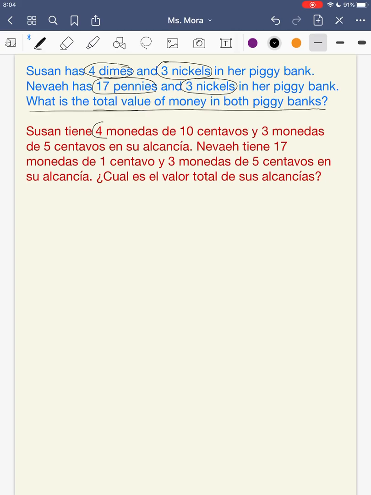Okay, so Susan tiene 4 monedas de 10 centavos, 3 monedas de 5 centavos. Y Neve tiene 17 monedas de 1 centavo y 3 monedas de 5 centavos. ¿Y cuál es el valor total de sus alcancías? Entonces yo sé que voy a sumar porque quiero encontrar el valor total.